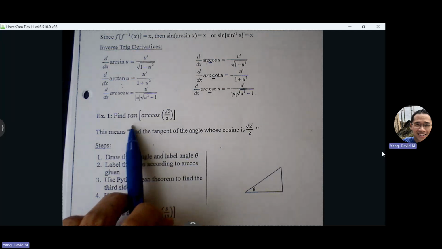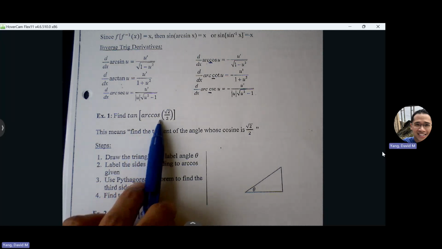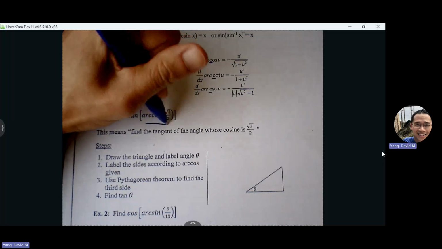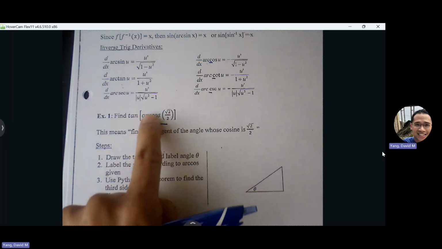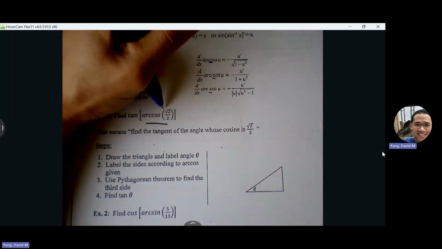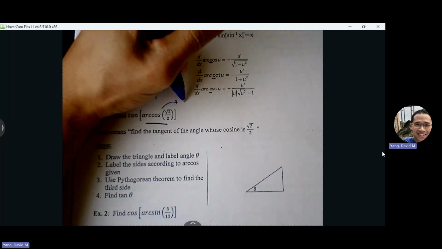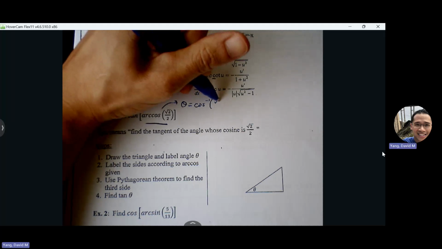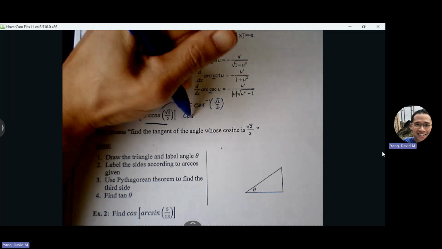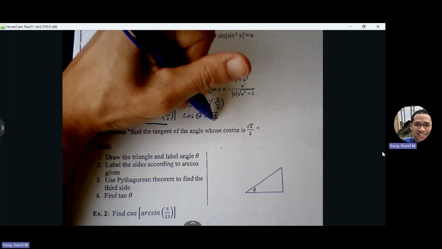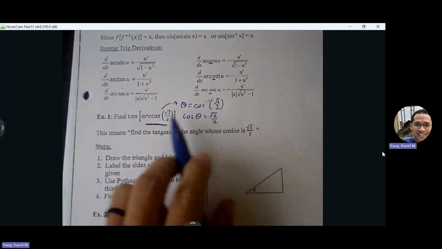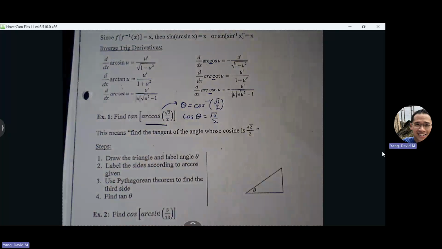So let's look at example 1 here. Example 1 says, find tangent of arc cosine of root 2 over 2. Essentially, we're going to create a triangle with this behavior. Arc cosine root 2 over 2 is basically saying what theta value will allow cosine to be root 2 over 2? So in other words, what will cause cosine of theta to be root 2 over 2? And if we can create a triangle with that behavior, we can then ask the tangent of that triangle.